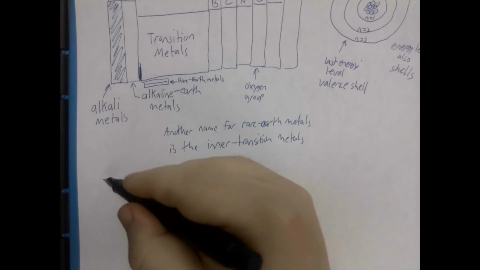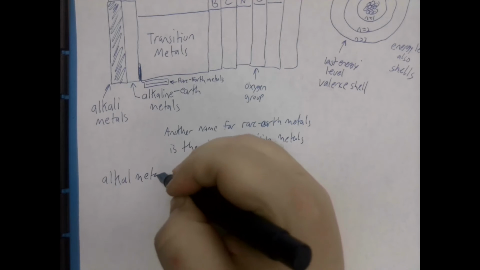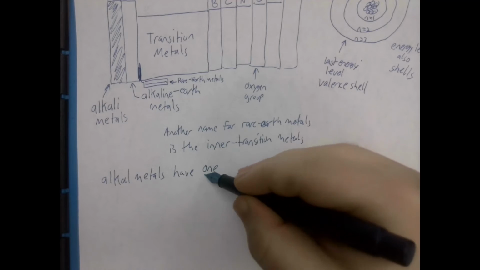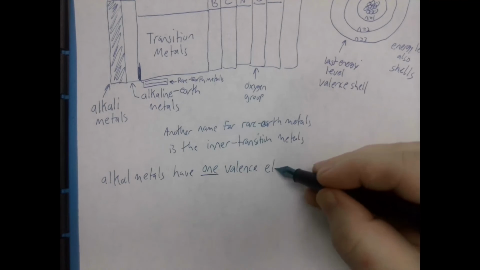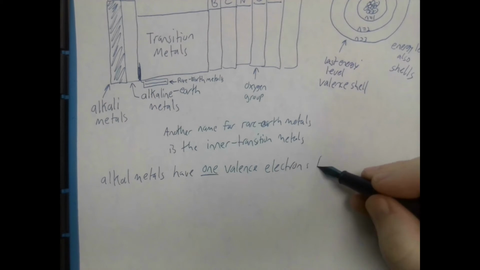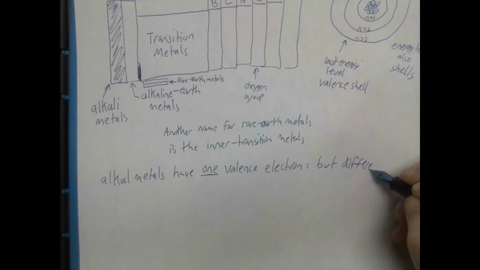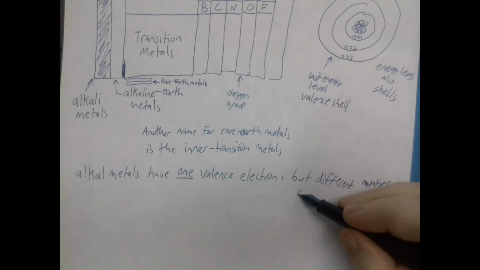So alkali metals have one valence electron. No, they all have different, but different numbers of energy levels.